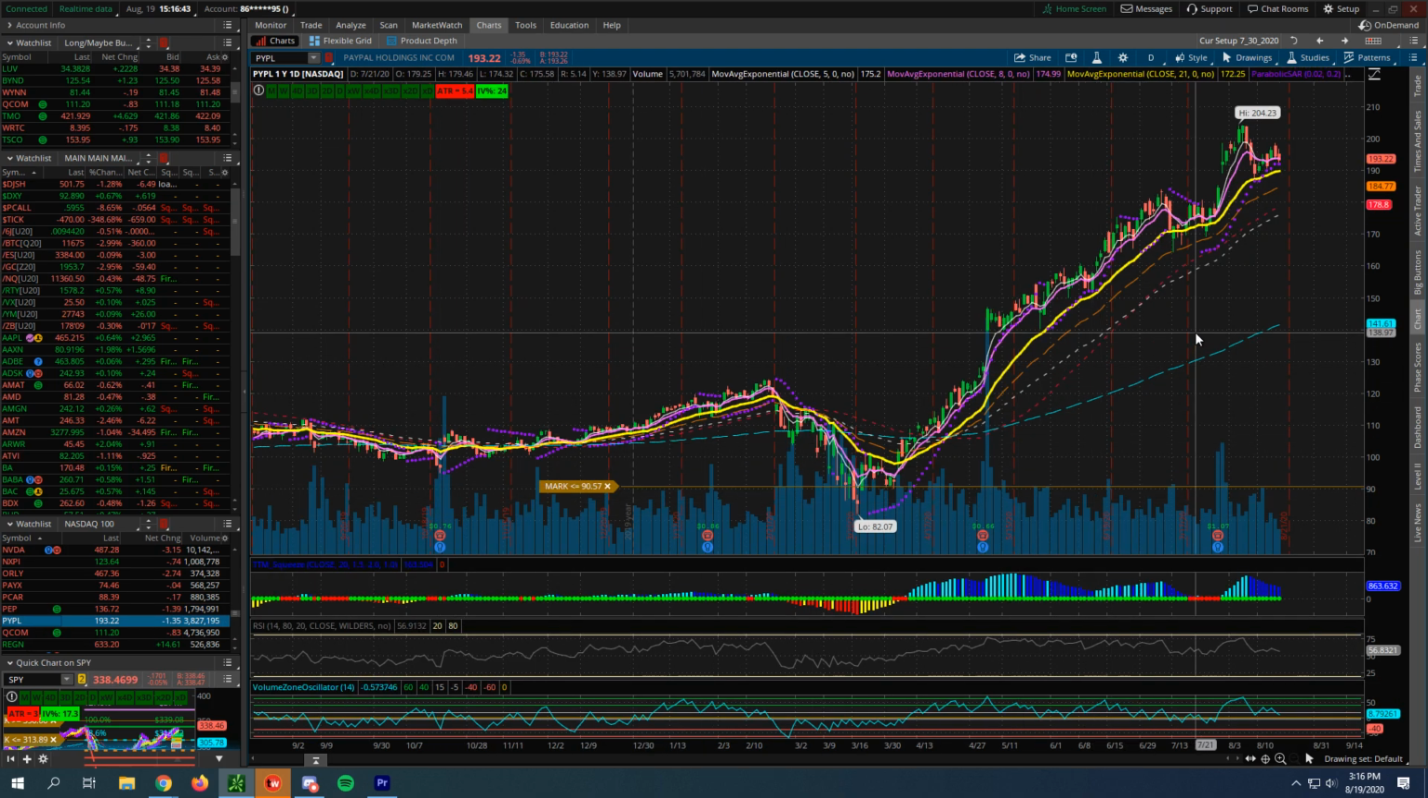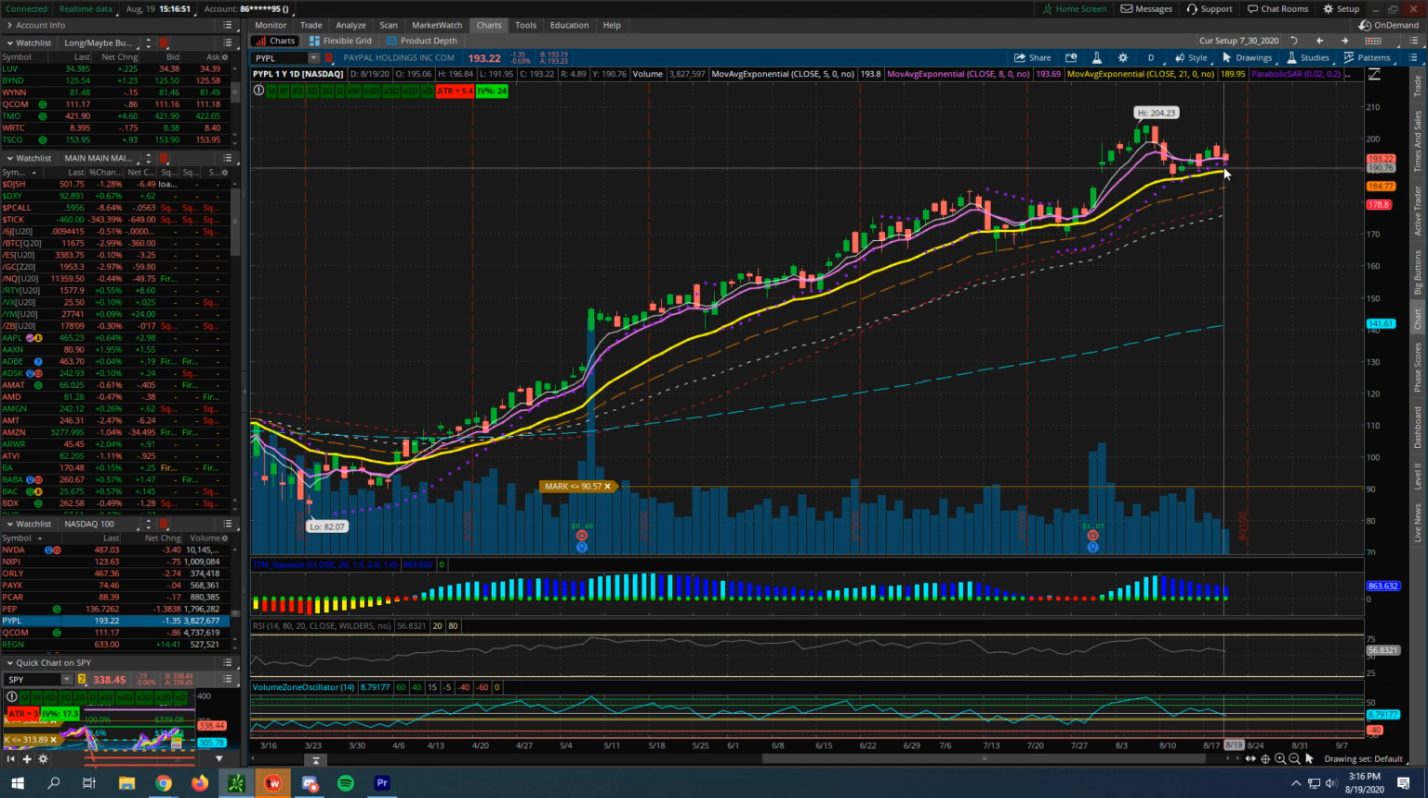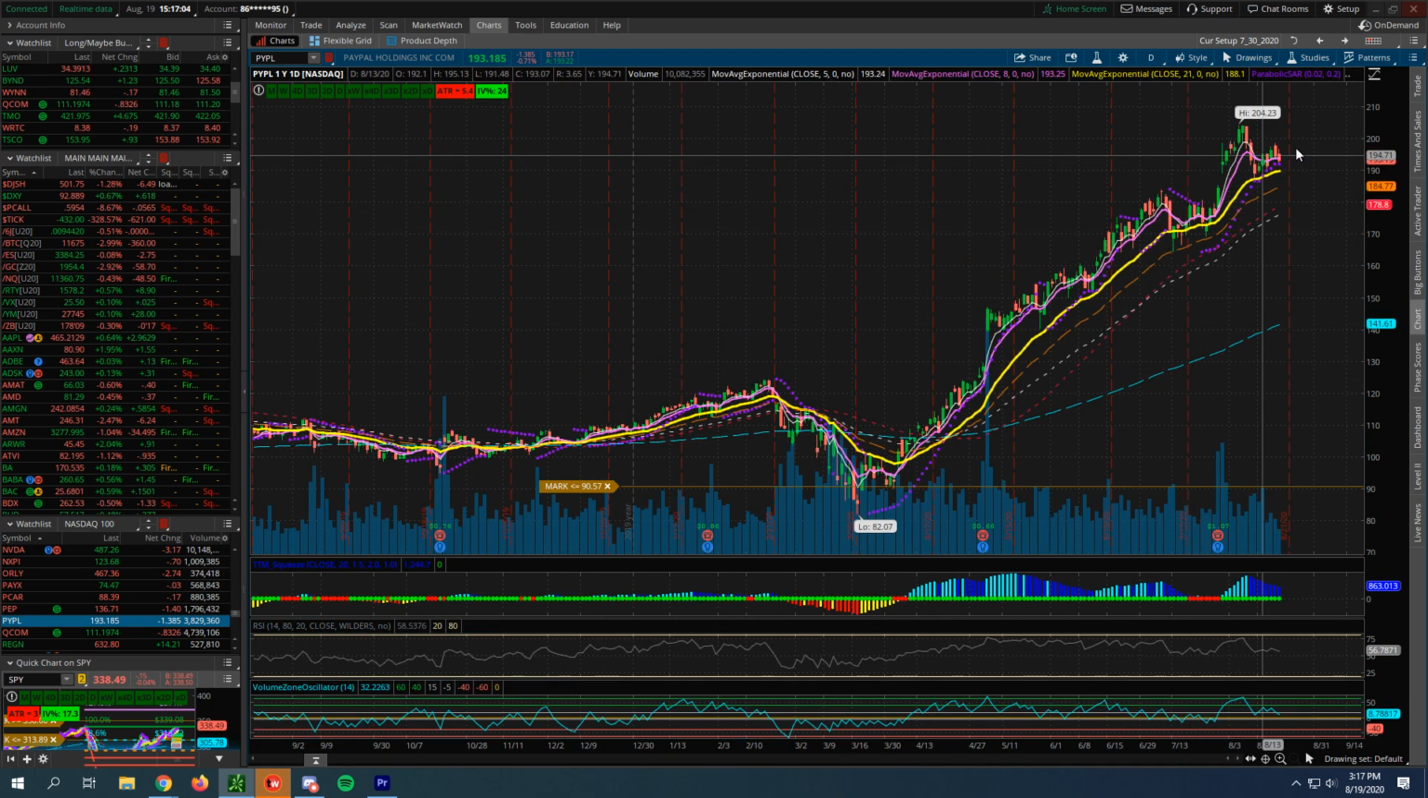PayPal, this one has been hotter than a hamburger on a bun. That being said, that was terrible, kid. Got to take that out. With this one, we're holding that 21 EMA very well here, with potential buying opportunities to the 34, kind of consolidating here. I wouldn't say running out of steam, but this thing has been moving substantially, so it's a very interesting one to watch.